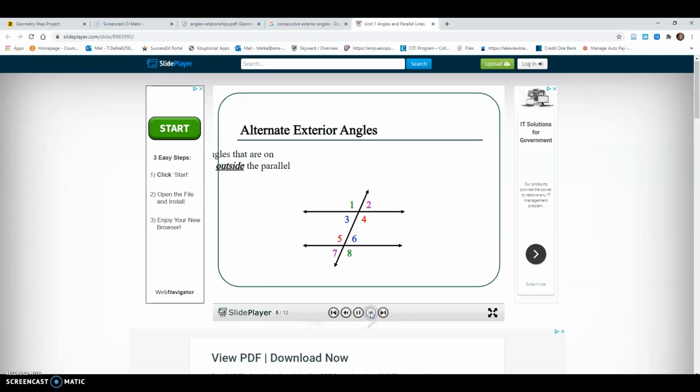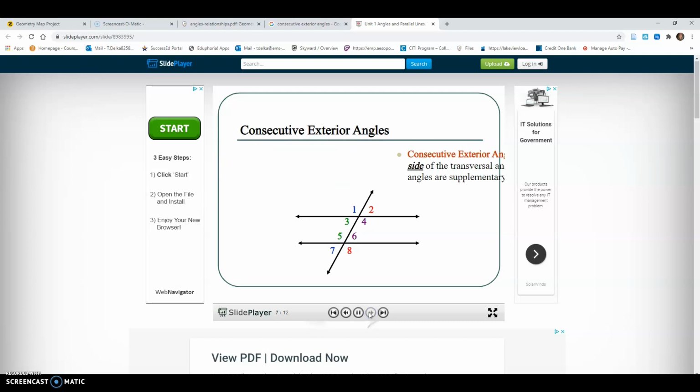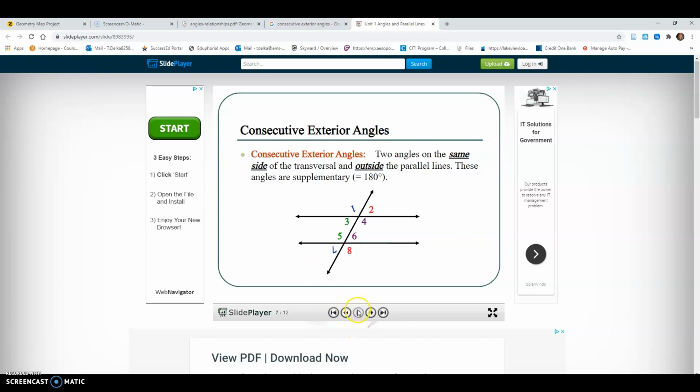Alternate interior. Yes, we know that. Alternate and consecutive interior. Well, we're looking for this one here. So how do I, there, stop it. Okay, so consecutive exterior angles. Two angles are the same side of the transversal and outside of the parallel lines.